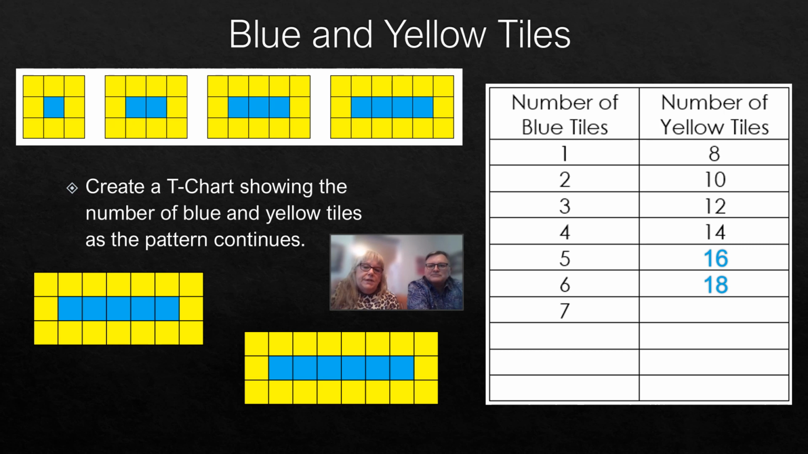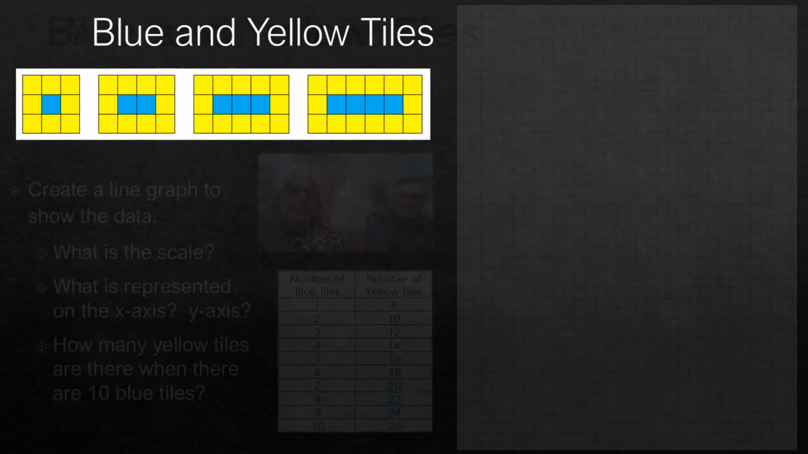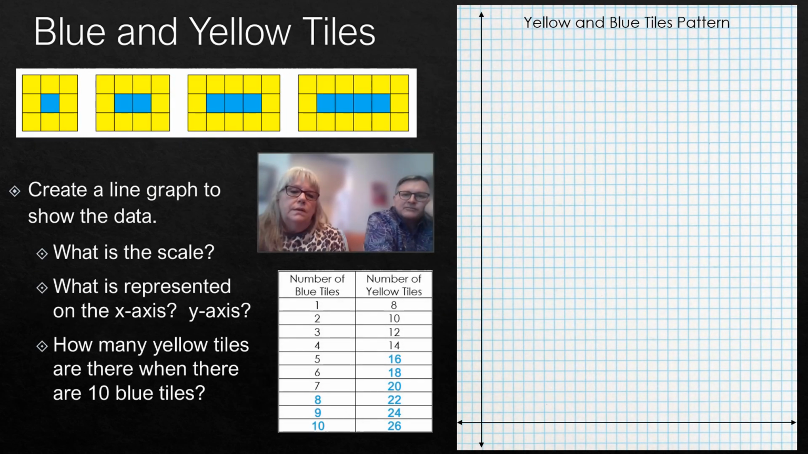So you would have continued building and finishing the pattern up to 10, because we did ask you how many yellow tiles there were when there were 10 blue tiles, and now we know that there were 26. The next thing that you were asked to do was to create a line graph to show the data that you had in your frequency chart.